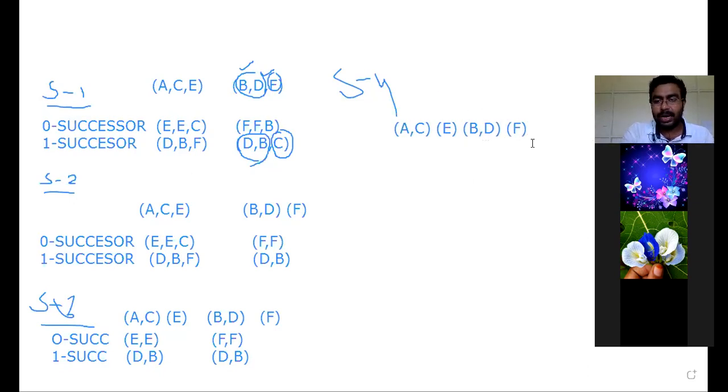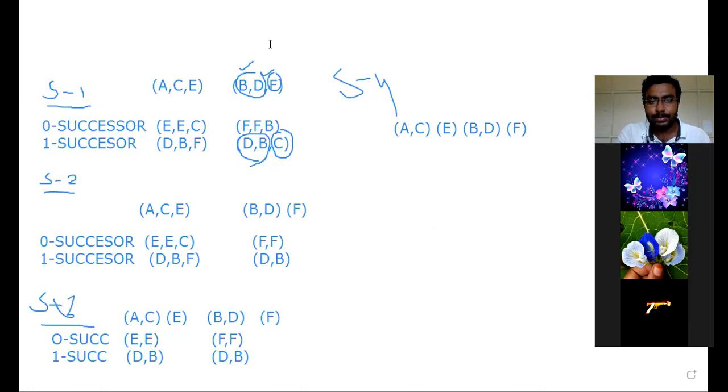Students, this is my simplification. If you find the 0th successor and 1 successor of this AC and BD, you are getting into the same group. Is there any possibility again to separate AC and BD using the 0th successor and 1 successor? No, sir. Since I have already checked the 0th successor and 1 successor of AC and BD, they are available in the same group. So there is no further possibility of separating the states AC and BD here. That is why you are going to stop your iterations at this point.